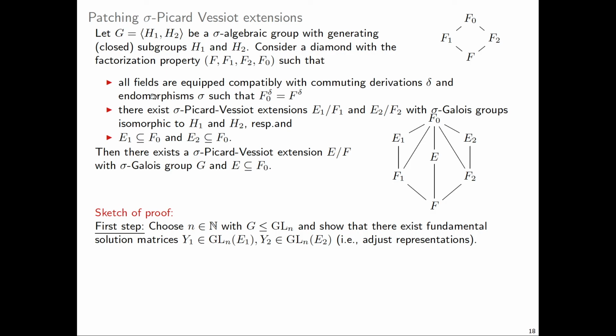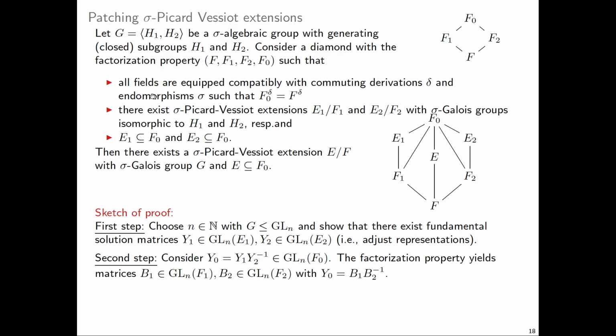And then we showed, I think in another paper, that if you have a subgroup of GLN, then every torsor is isomorphic to a subvariety of GLN. That's not a big thing to prove. So that's the first step. The second step, now we do the matrix factorization, and we consider y1, y2 inverse. So these are in the same GLN, and they are both contained in GLN of F naught, because E1 and E2 are contained in F naught.